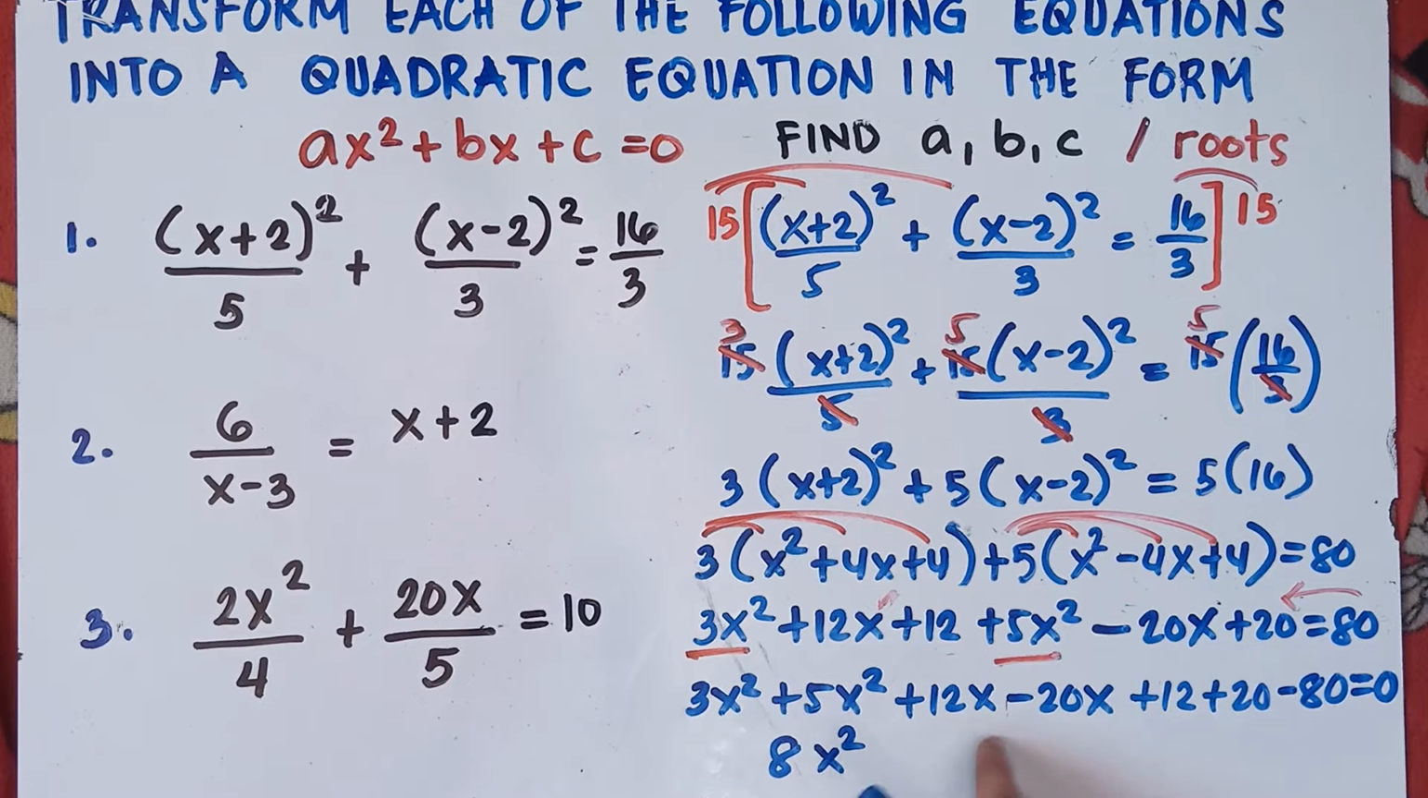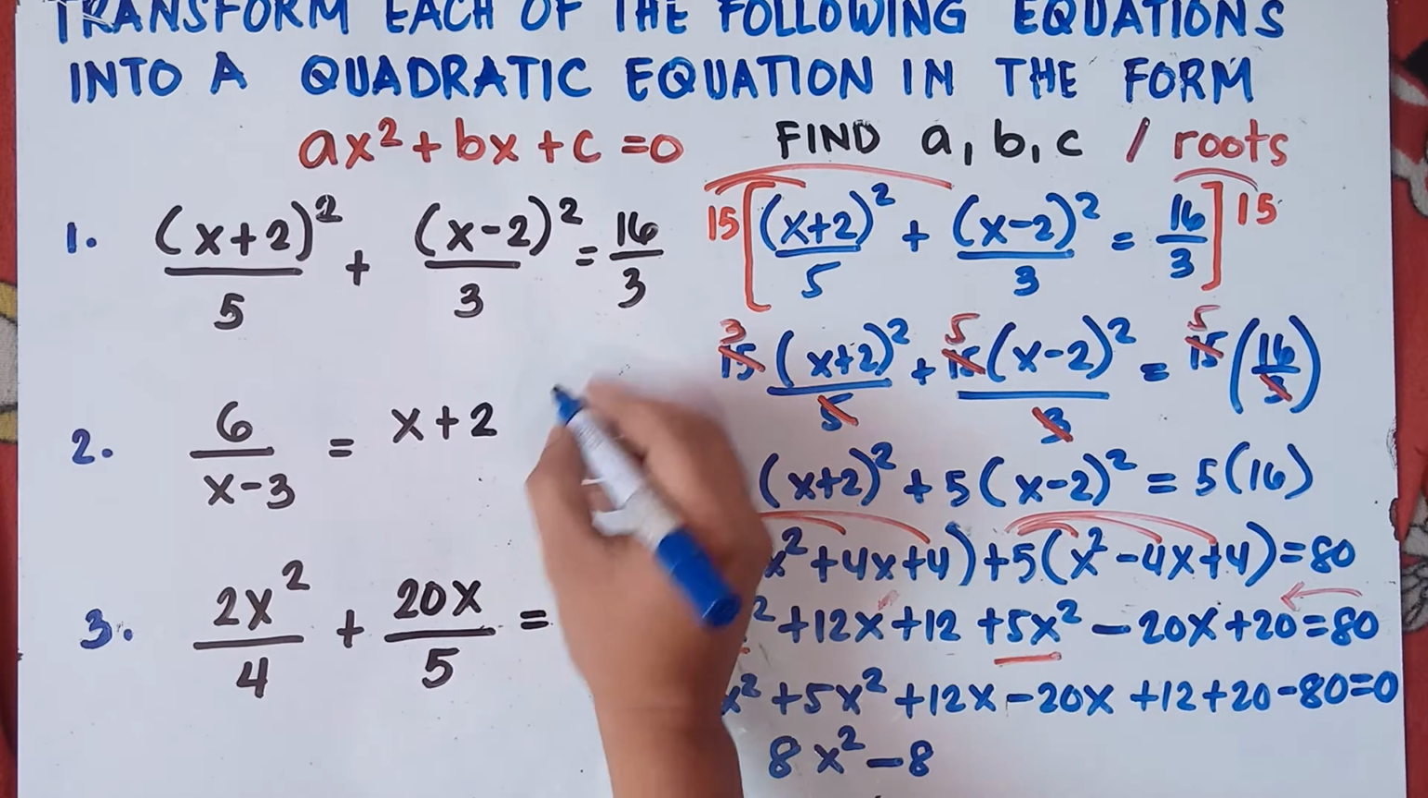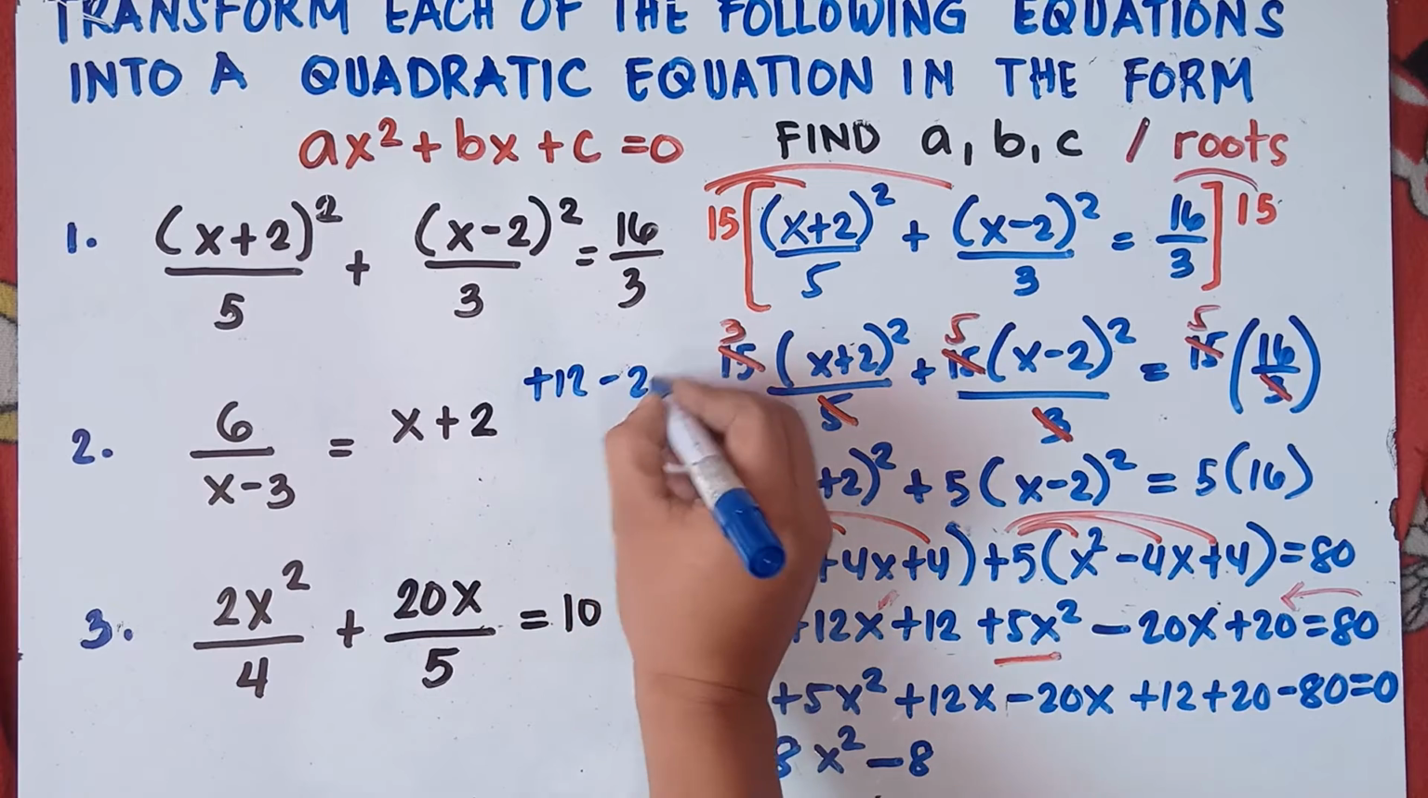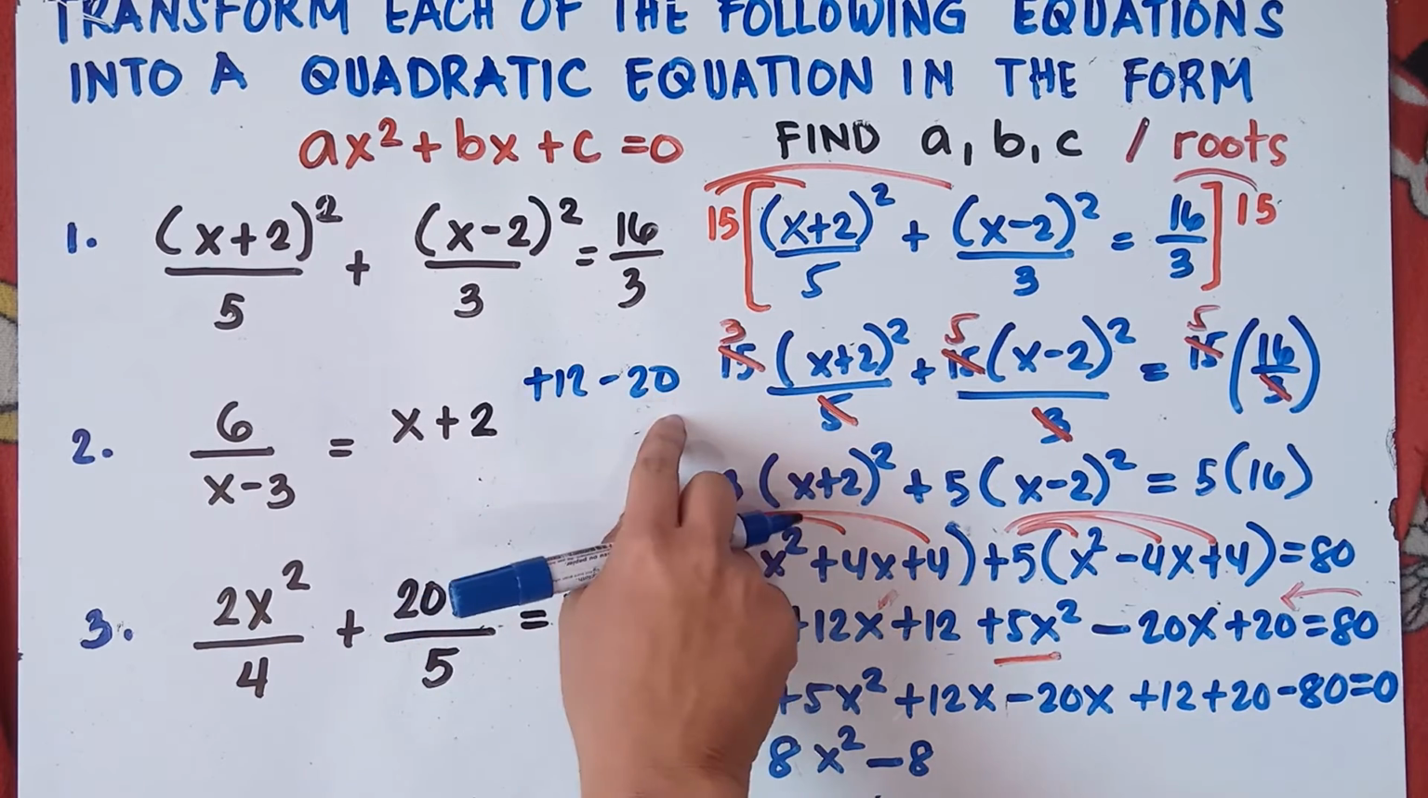Alright, so next step, you add this one, 12x minus 20x. If the signs are not the same, you subtract and copy the sign of the larger number. So 20 minus 12, that's 8. Now since 20 is greater than 12, we have negative 8. Once again, class, positive 12 and negative 20, they don't have the same sign.